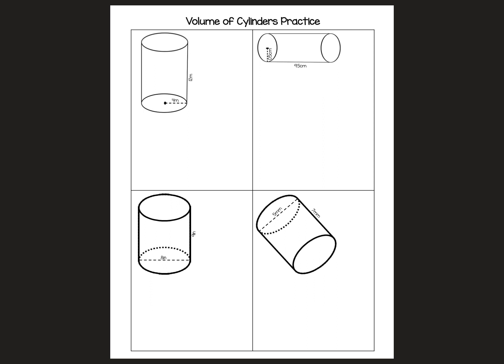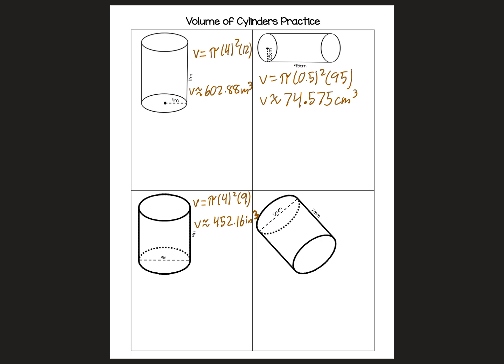So how do you think you did? For the top left example, we have a radius of 4 and a height of 12, meaning our volume is pi times 4 squared times 12, or about 602.88 meters cubed. For the top right example, we have a radius of 0.5 centimeters and a height of 95 centimeters. That means that our volume is pi times 0.5 squared times 95, or about 74.575 cubic centimeters.